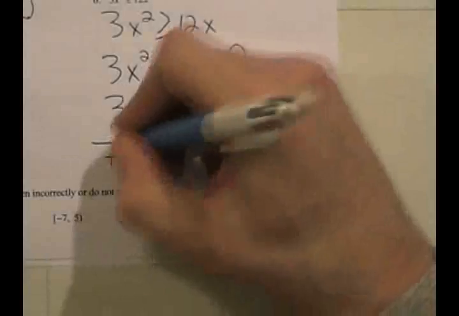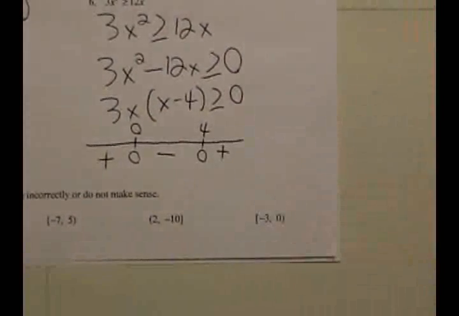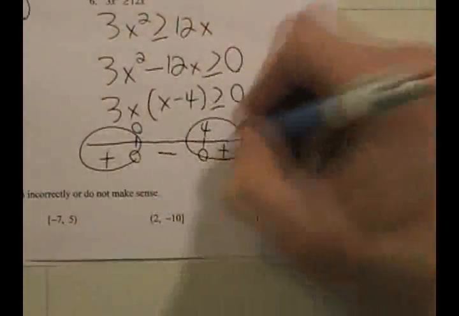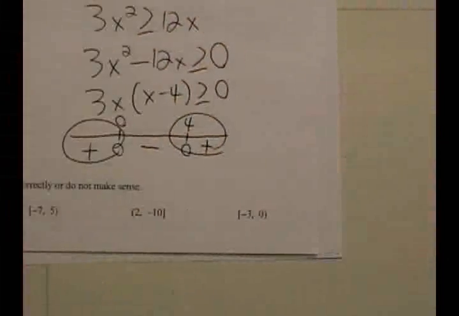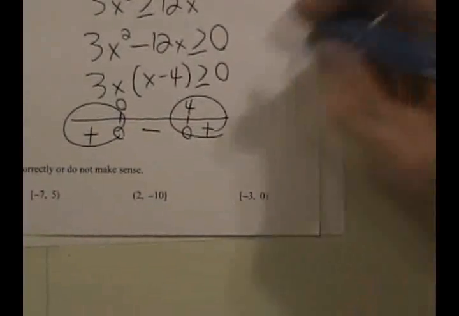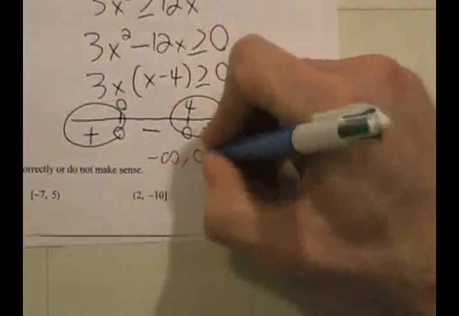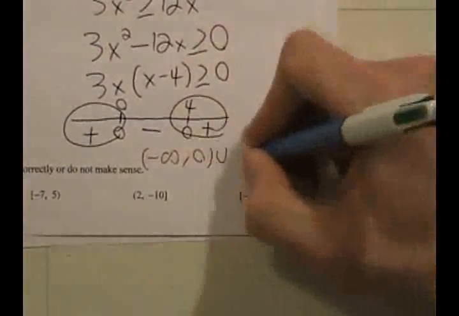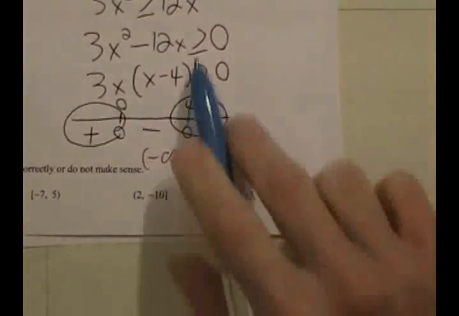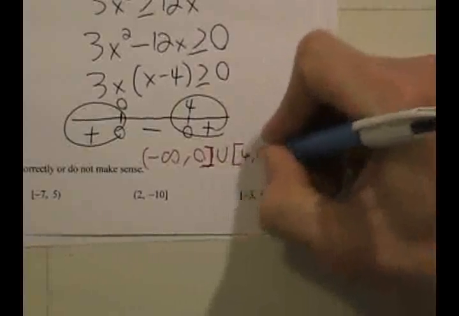So their product is positive, and since the question asks for greater than or equal to 0, we want numbers less than or equal to 0 or greater than or equal to 4. To write that in interval notation, it would be minus infinity to 0, union with, that gets a bracket because 0 is included, right? 0 makes it 0, so that counts as a solution. Union with 4 to infinity.